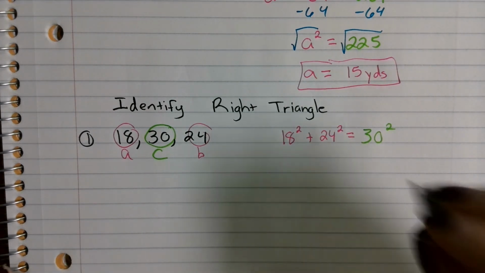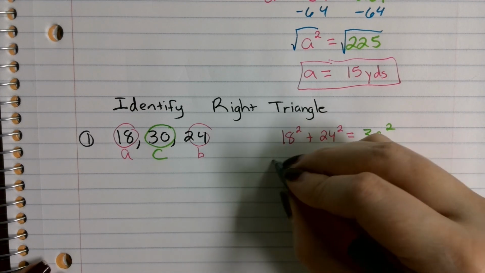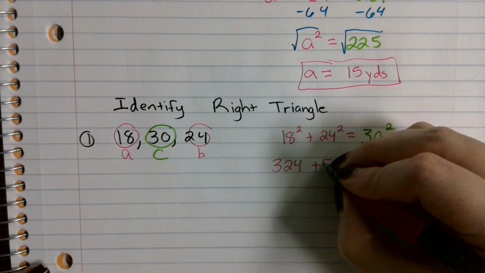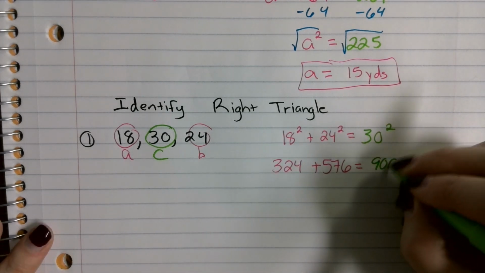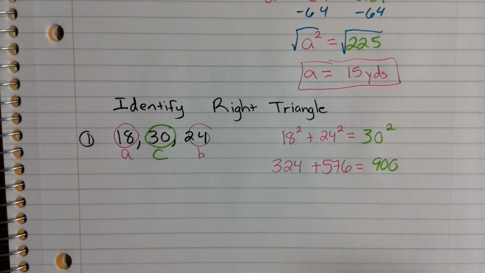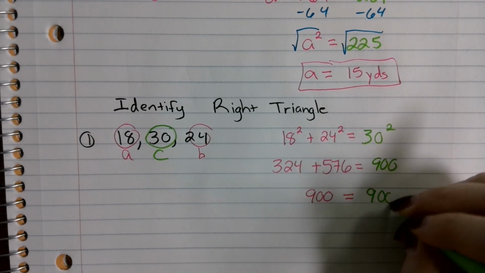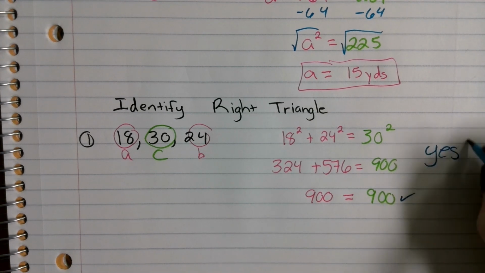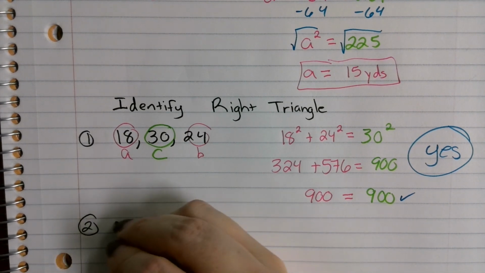What's 18 squared? Quick, come on, guys. 324. 24 squared. 576. Now 30 squared wasn't required, but that's an easy one. It's what? 900. Okay, so if we add 324 and 576, is that going to equal 900? Yeah. So 900 for the sum is equivalent to 900 for the square. So since they are equivalent to each other, yes, this is a right triangle. Check this one on your own.